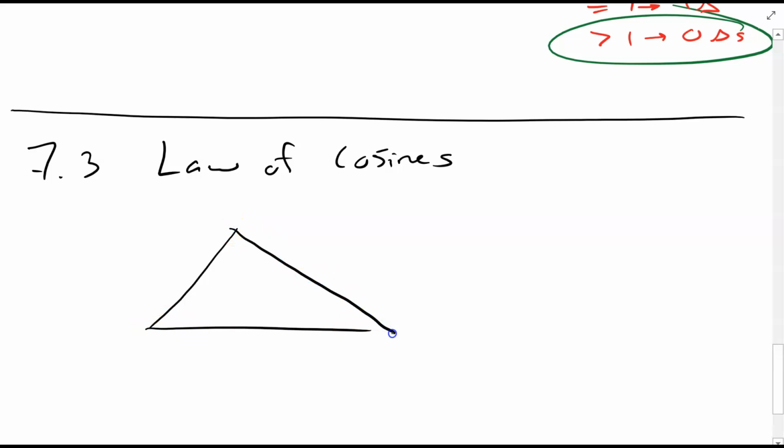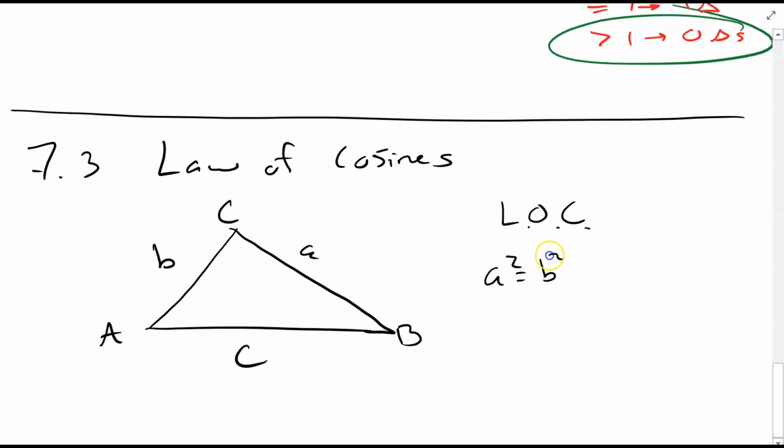So let's say we have some triangle that I'll name ABC. Our law of cosines has 3 different versions, but they're really all the same version.